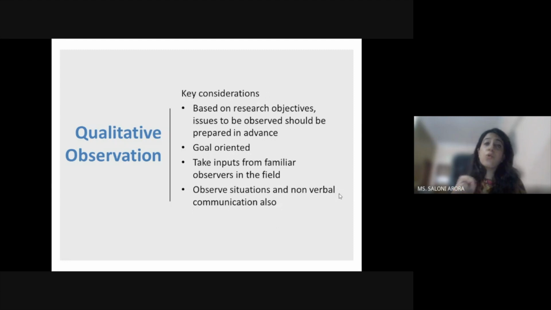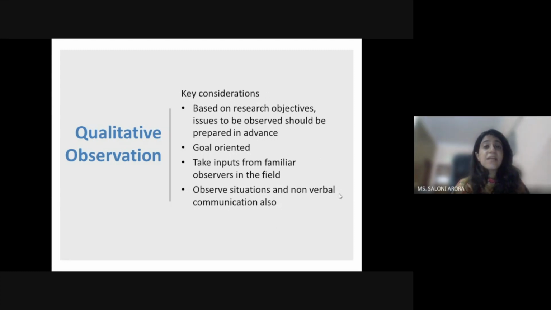Second is goal oriented. When you're observing, don't divert, don't shift from your focus. Your goal should be such that you observe what you want to. Over observing or under observing, both are not correct here. Because if you're under observing, you're not getting what you want. And if you're over observing, what you want to achieve somewhere gets lost in that track.